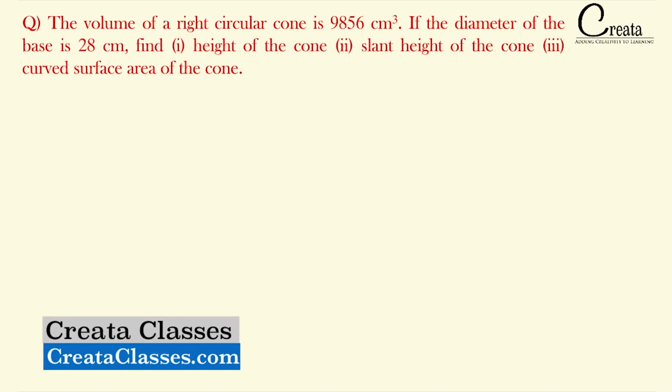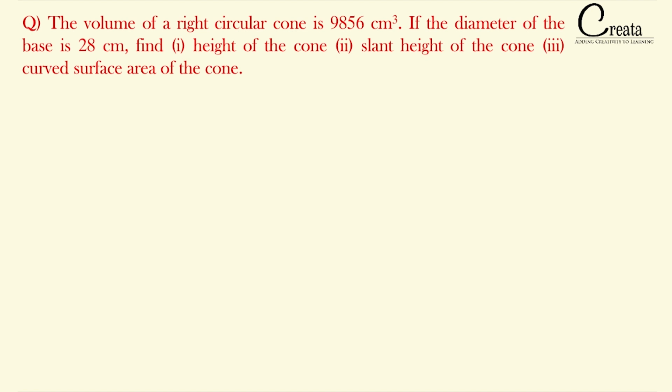Let's move to the next question. The question is, the volume of a right circular cone is 9856 cm cube. If the diameter of the base is 28 cm, find first the height of the cone, second the slant height of the cone, third the curved surface area of the cone. Let's approach the question. This question has three parts.